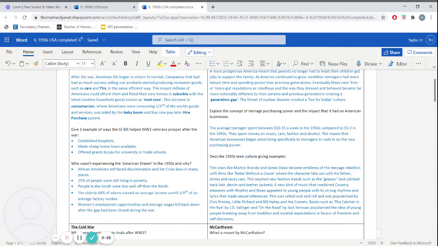Parents were more willing to give their children larger allowances to go and spend on things they wanted to do. They spent that money on music, cars, fashion, and alcohol.